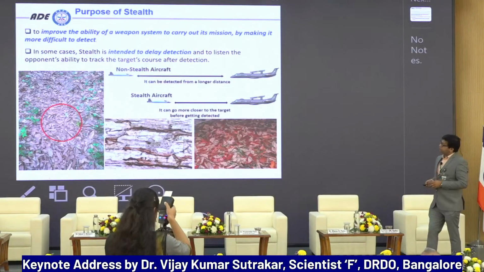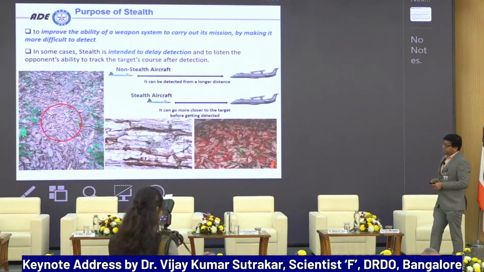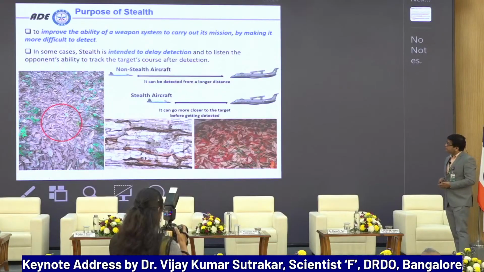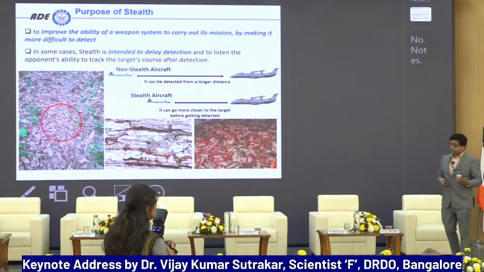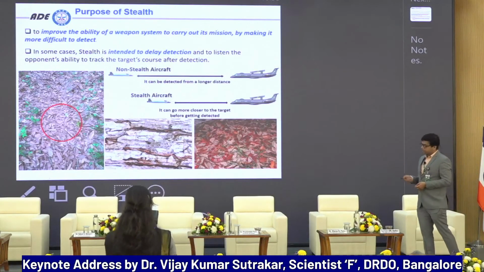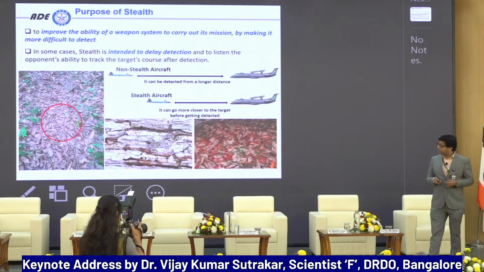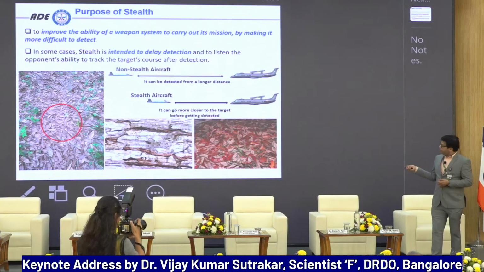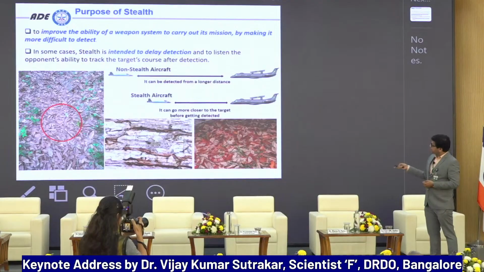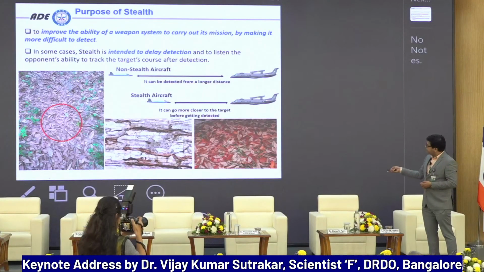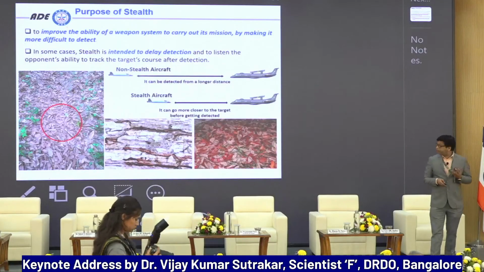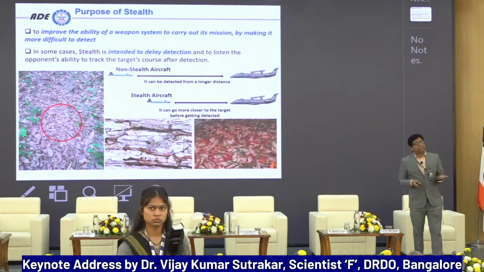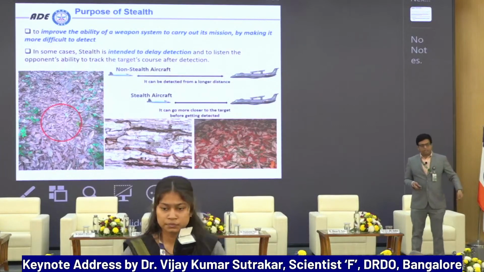When you say it's a stealth, it improves the ability of a weapon system to carry out its mission by making it more difficult to detect. I kept a few images here for better understanding. In all these three images there are a few objects. Here it can be seen, but here it is too tough to see. So if you have any object, its signature is masked by the background noise.